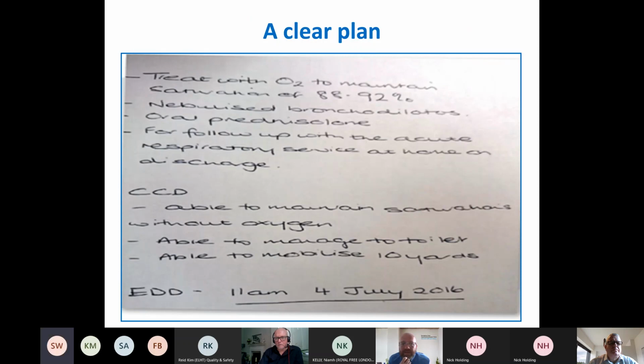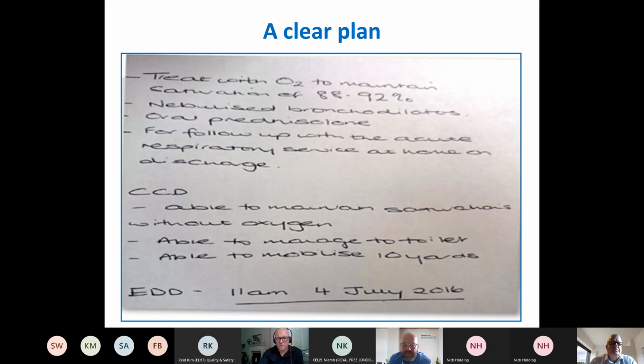And here's another live example of, I think this looks like an exacerbation of COPD. So treat with oxygen to maintain the SATs at 88 to 92%, nebulized bronchodilators, oral prednisolone, and follow-up with the acute respiratory service at home on discharge. That's the plan. And that then leads to the clinical criteria for discharge, which are able to maintain the SATs without oxygen, able to manage the toilet, and able to mobilise 10 yards.